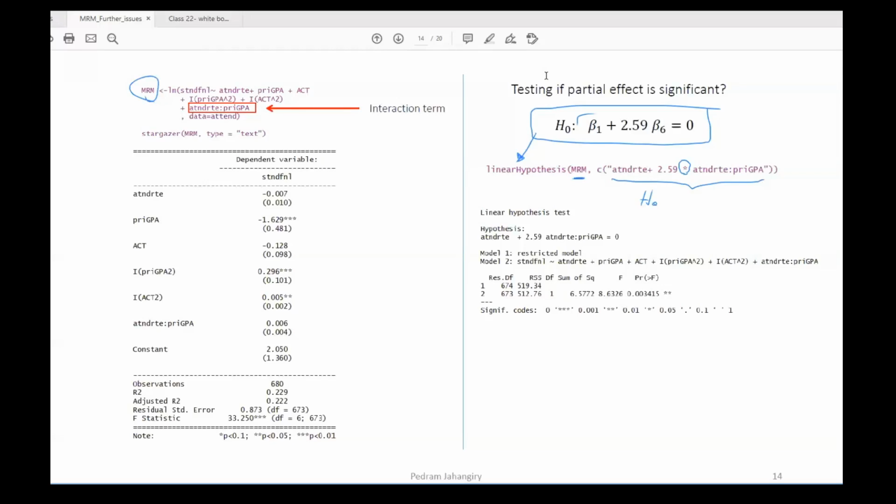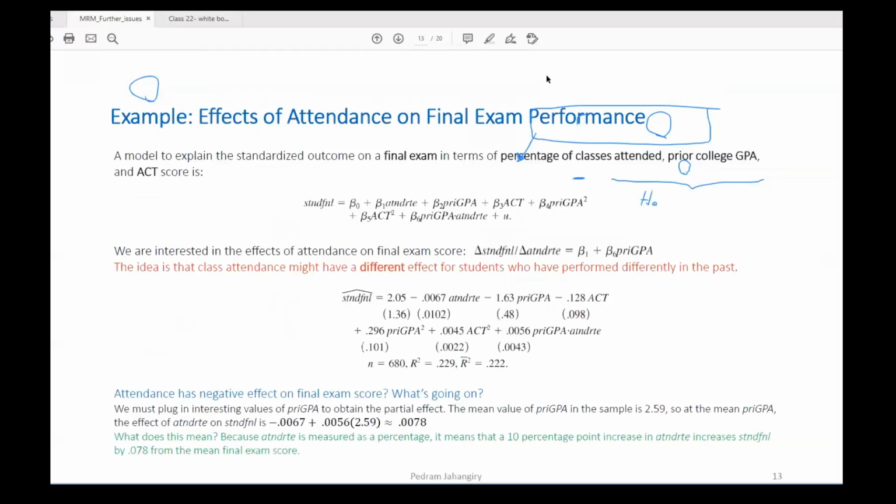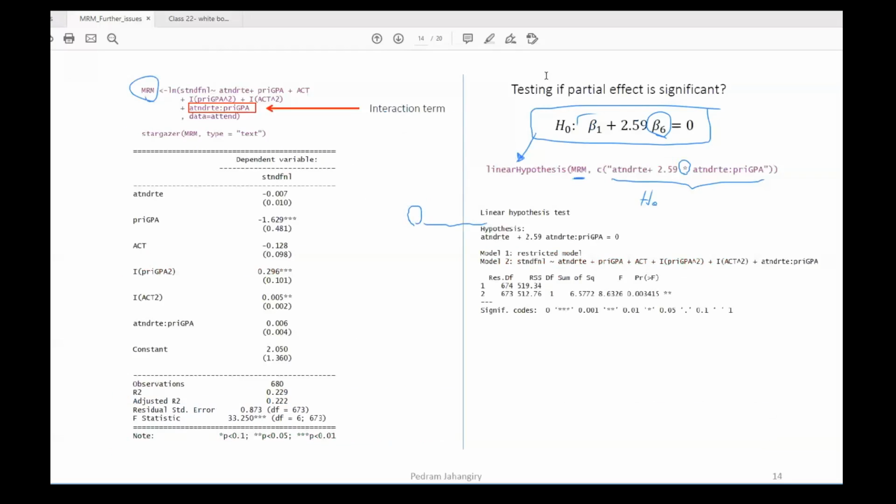And then beta 6. So let's see what is the name for our beta 6 in the previous slide. In the original model, beta 6 is the coefficient of prior GPA and attendance rate, the interaction term. So how do I write the interaction term in R? Attendance rate, dot, dot, prior GPA. Okay, so I can do this seemingly difficult hypothesis test in just one line in R.